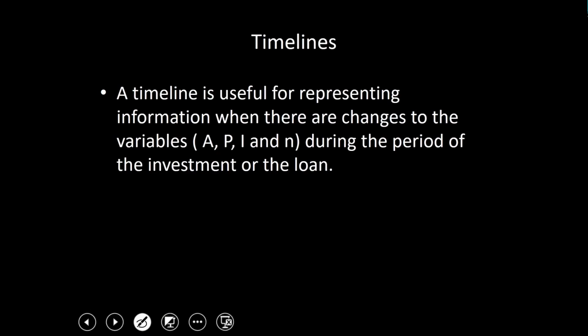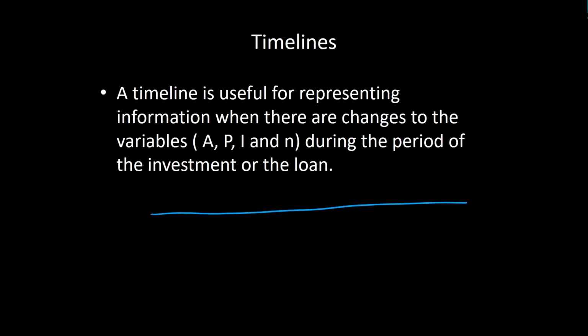Let's have a look at what a timeline looks like. So a timeline is really useful for representing information when we have changes in any of the variables, whether it be A, P, I, or N, during the period of the investment or the loan. Generally, a timeline is just a straight line that we draw as a rough sketch. So it doesn't have to be using a ruler or anything like this. It's just a straight line where we represent information that they give us on this line.